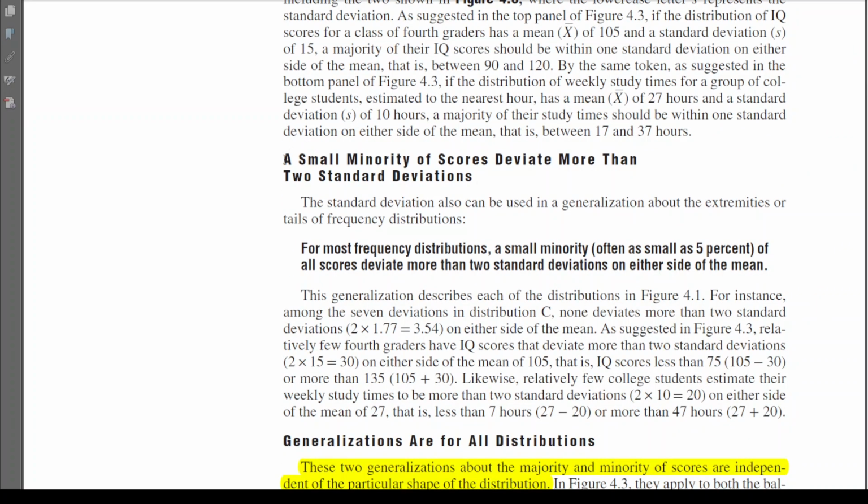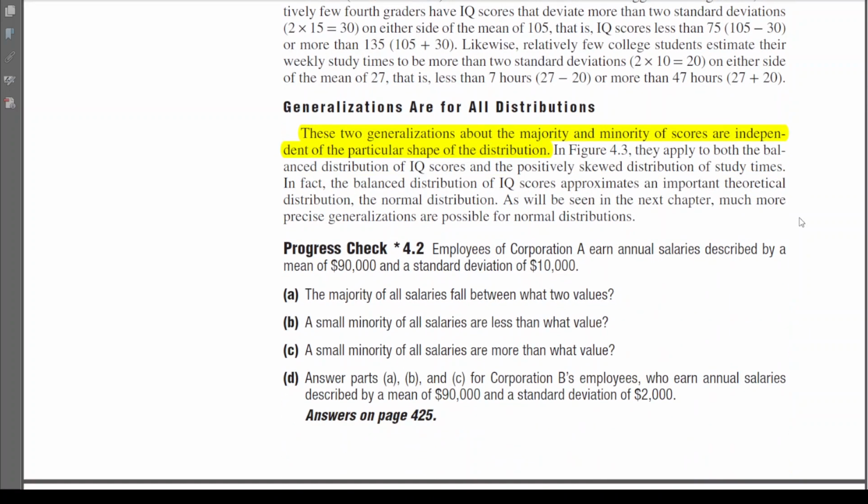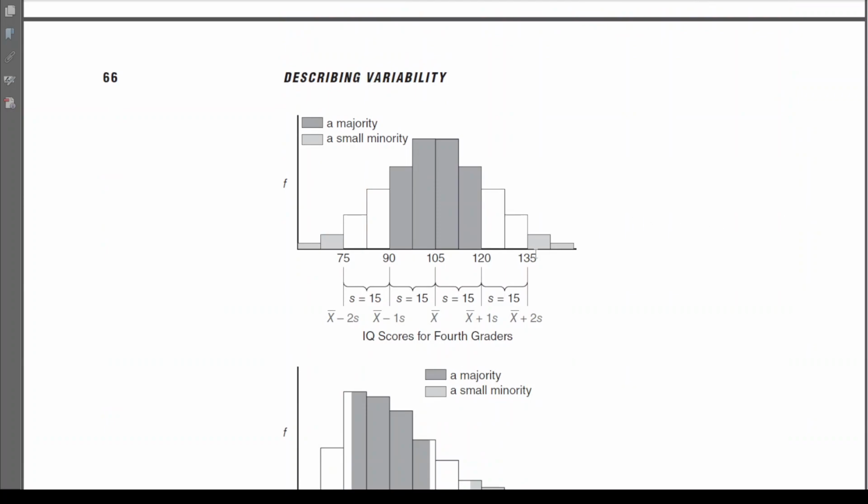A small minority of scores deviate more than two standard deviations. The standard deviation can also be used in a generalization about the extremities or tails of frequency distributions. For most frequency distributions, a small minority, often as small as 5% of all scores, deviate more than two standard deviations on either side of the mean. If we come back to the figure, we can see that there is a very small minority of scores which are more than two standard deviations away from the mean.